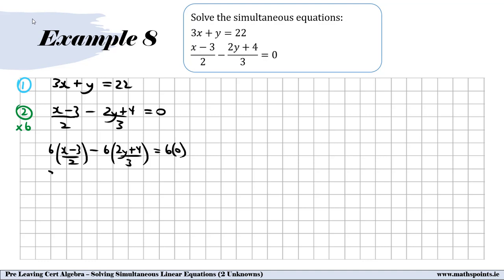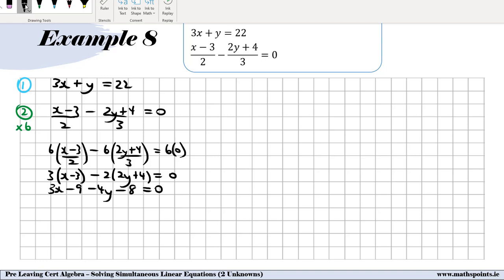So 2 into 6 goes 3 times, x minus 3, minus 3 into 6 goes 2 on 2y plus 4, and that's equal to 6 times 0 is 0. Multiplying out the fractions, I get 3 times x is 3x, 3 times minus 3 is minus 9, minus 2 times 2y is minus 4y, and minus 2 times plus 4 is minus 8, and that's all equal to 0.